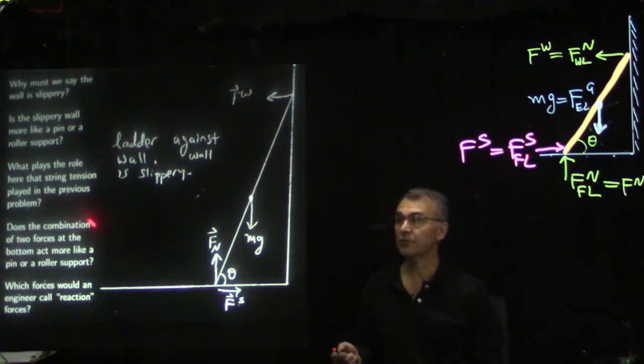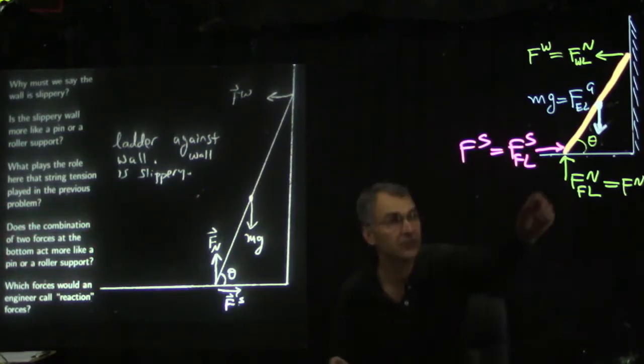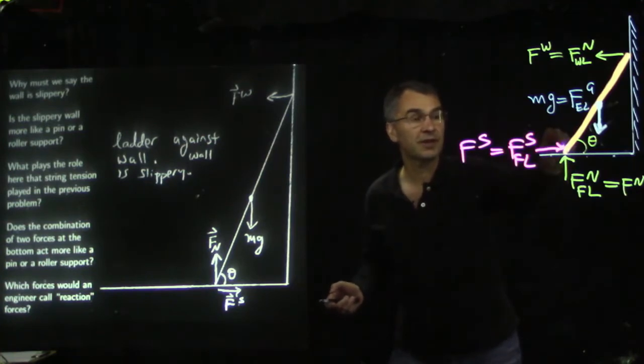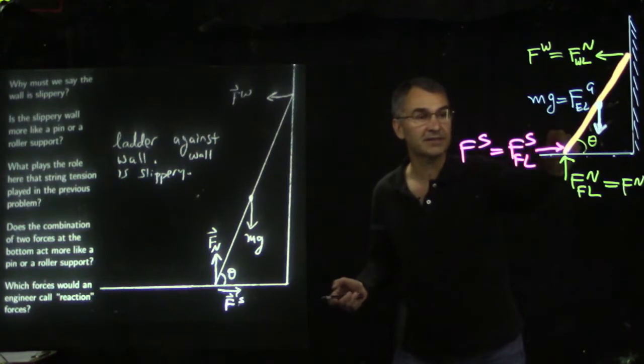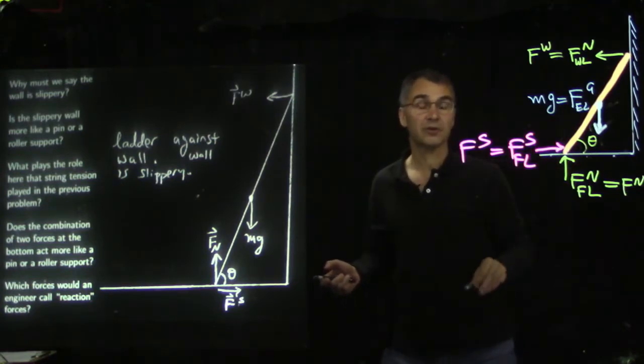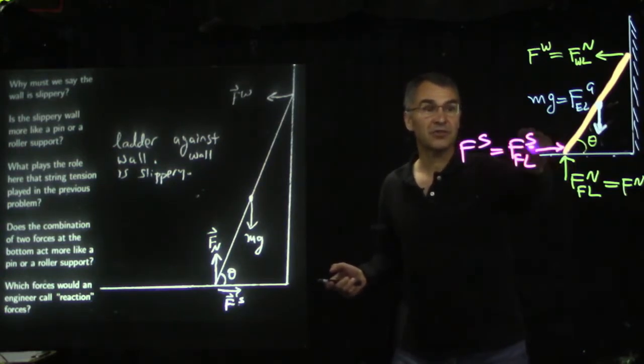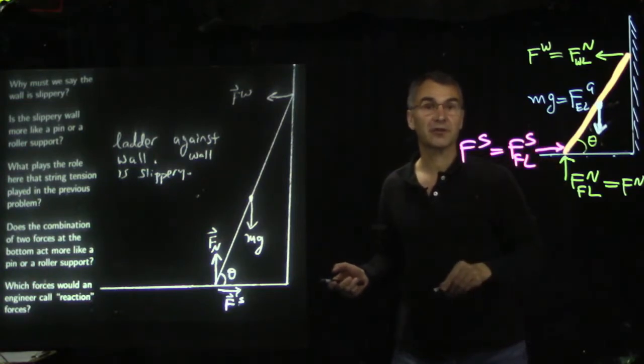Does the combination of two forces at the bottom act more like a pin or a roller support? Well, this combination of a vertical force and a horizontal force, both of which have magnitudes that we need to determine by solving the problem, is actually exactly like a so-called pin support or a hinge. It's like the hinge that we had at the top of the arch in the previous problem. That probably seems a little mysterious at this stage, but it will become more clear as we work more examples, and especially as we see more examples that look architectural.